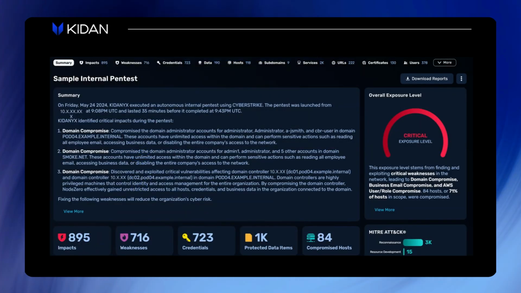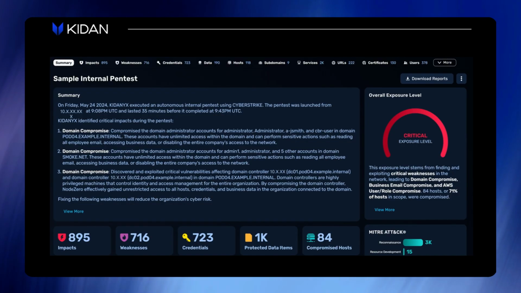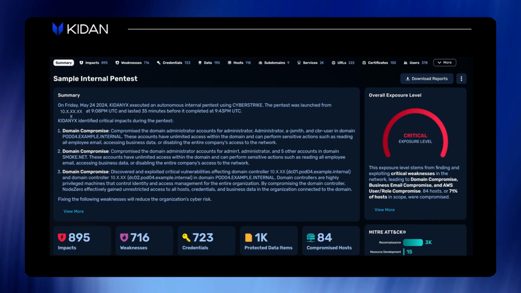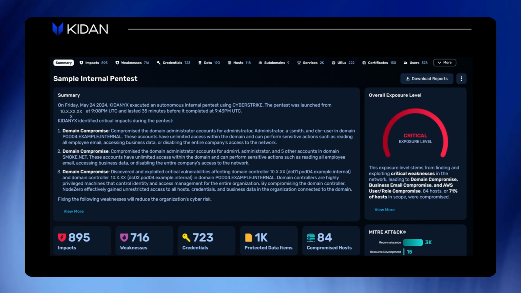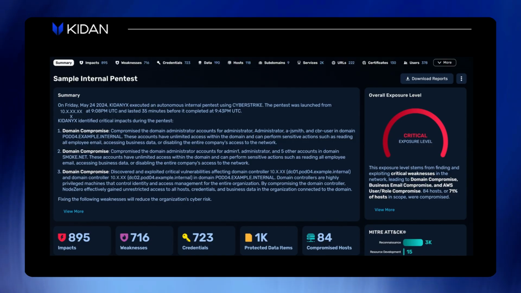Quick look at our CyberStrike tool. This is a screenshot of our tool, where it gives you a comprehensive overview once the penetration testing is done: what impact was gathered, what weaknesses were discovered, what credentials were harvested, what hosts were compromised, and other information as well.